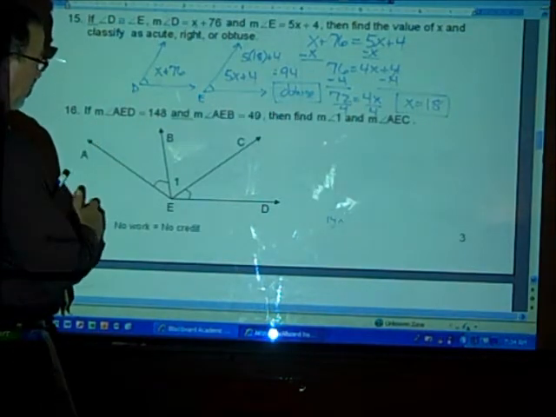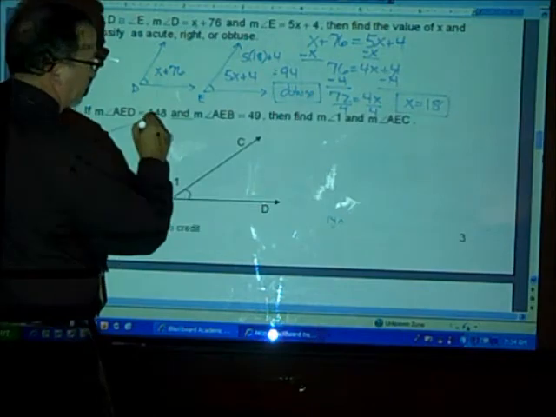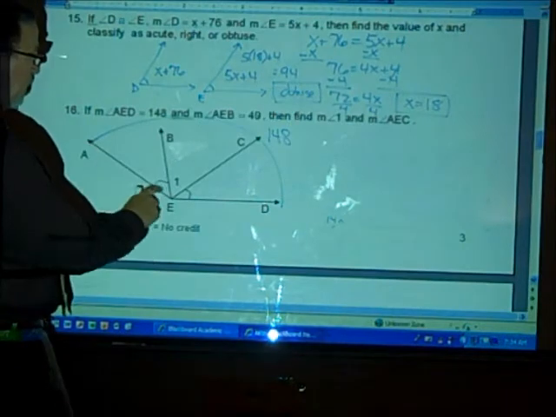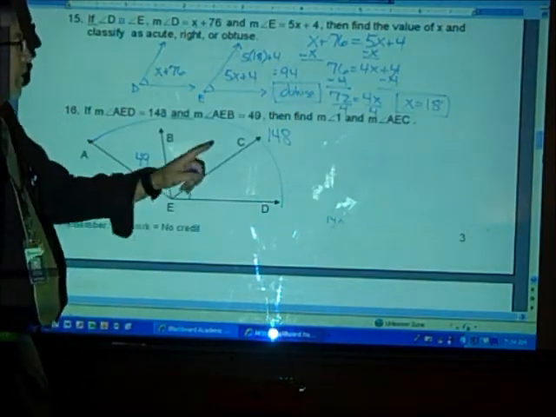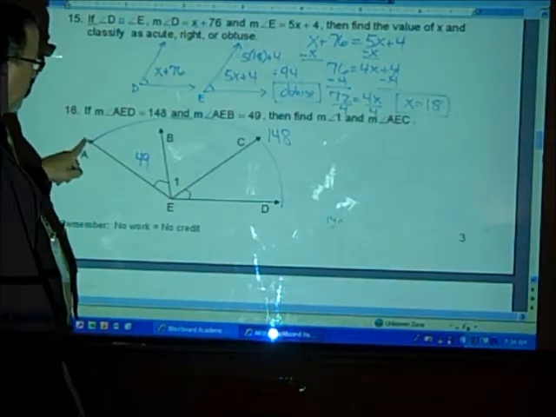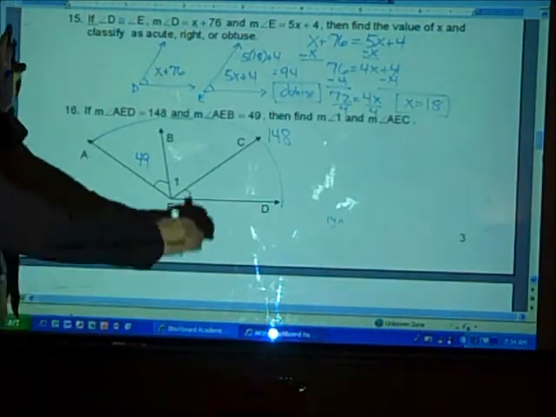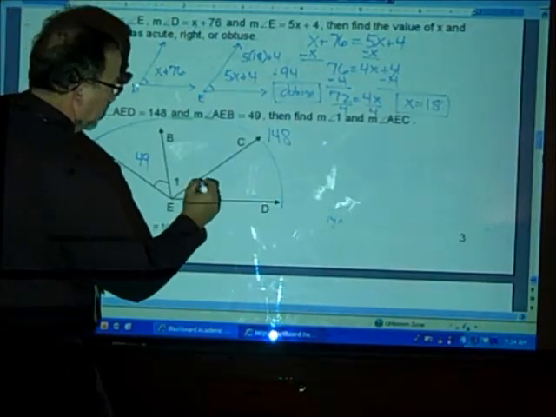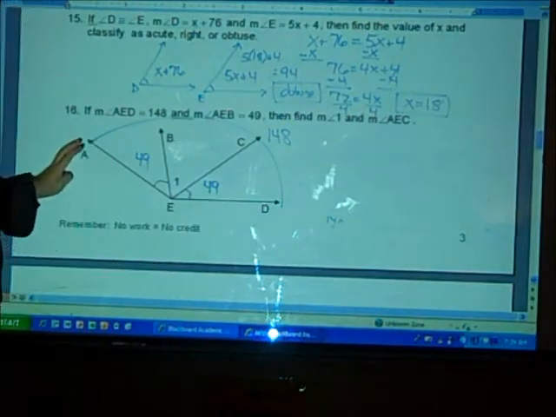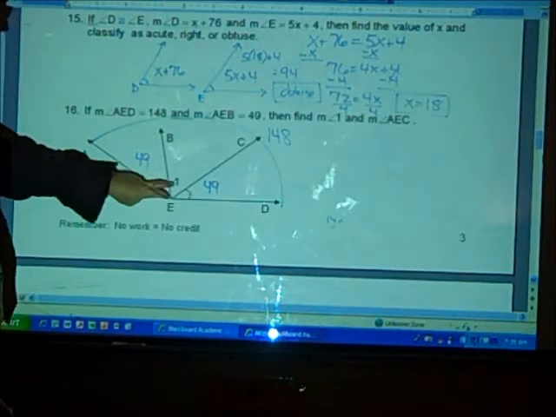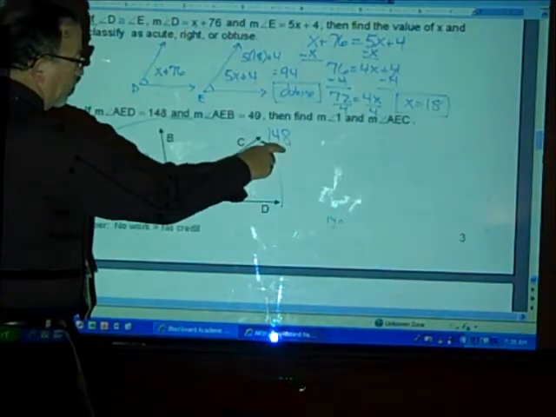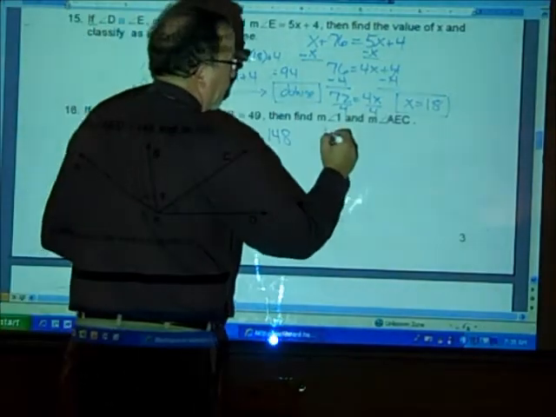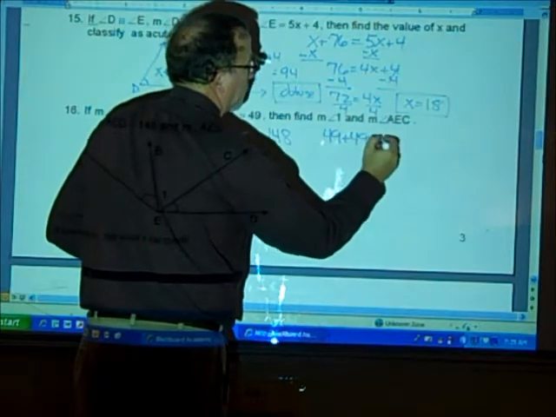Number 16, AED equals 148. AED, the whole thing is 148. AEB equals 49. Find the measure of angle 1 and the measure of angle AEC. Okay. First of all, we've got what we're given, but we know that we've got congruent angles here. So if this is 49, this one is also 49. We need to find angle 1, and then we're going to have to find this angle. So first, let's find this one. We know that all three of these add up to 148. We've got 49 plus 49. We don't know this one, we're going to say x. We've got 49 plus 49 plus x.